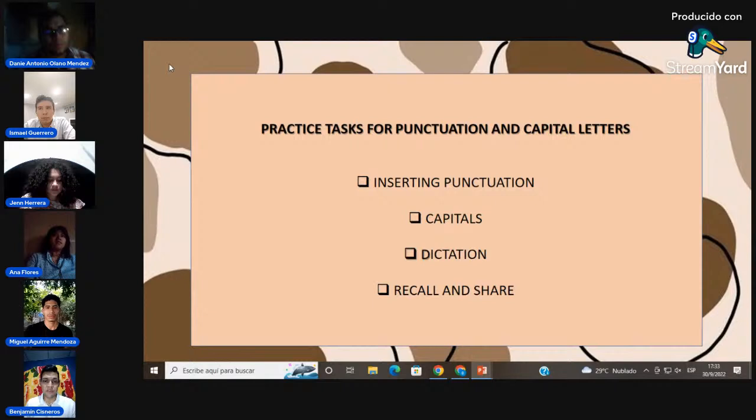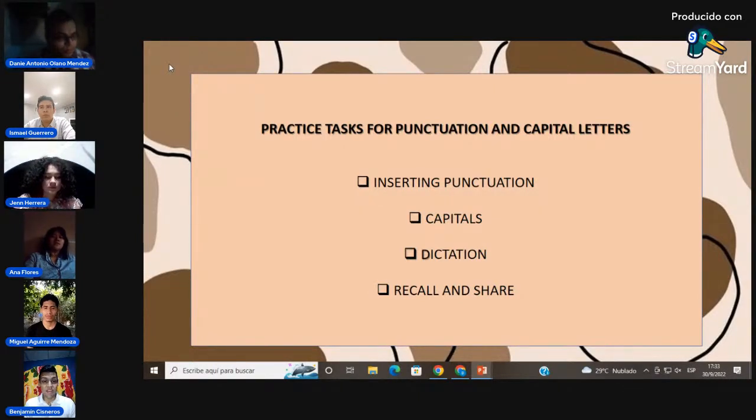Then we have capitals. Well, this task consists of dictating a mixed list of proper and common nouns. Students are asked to write them down and capitalize where appropriate. Then we have dictation. Well, this task consists of dictating a short and fairly simple story where the spelling is not a problem, but which needs quite a lot of punctuation and capital letters. And finally, we have recall and share.